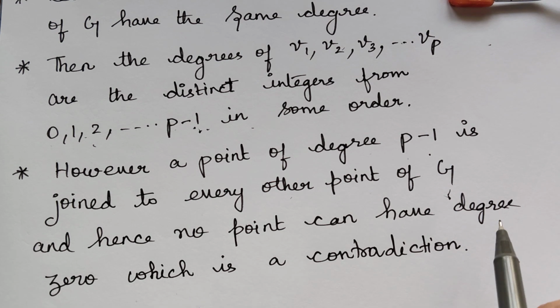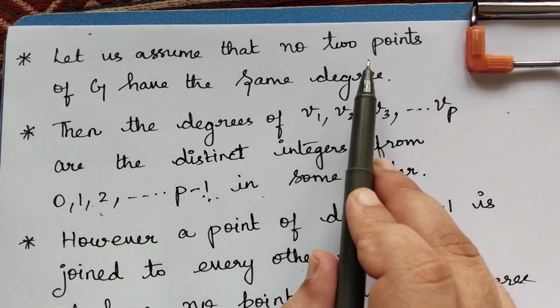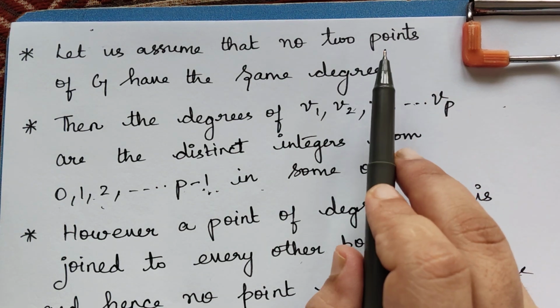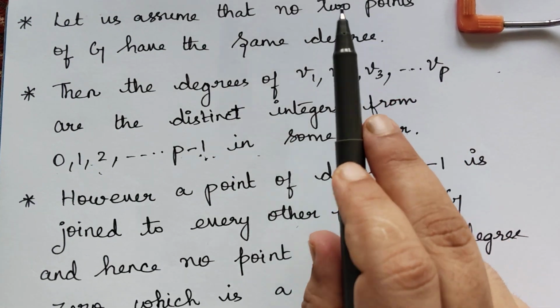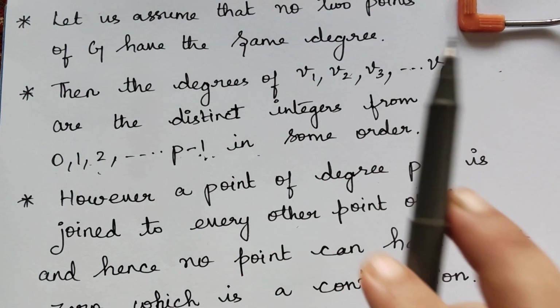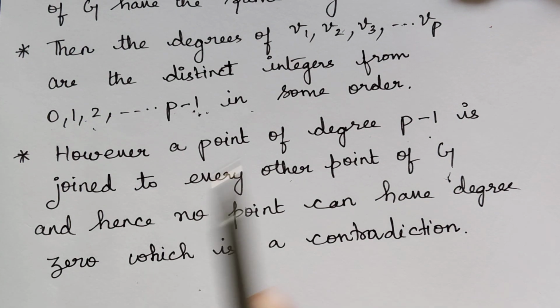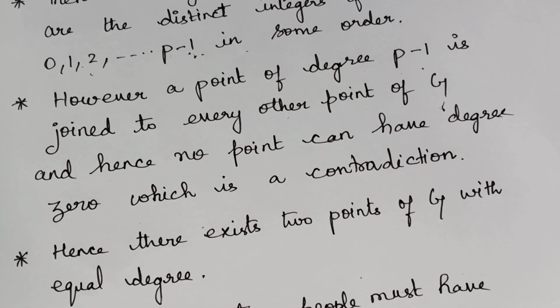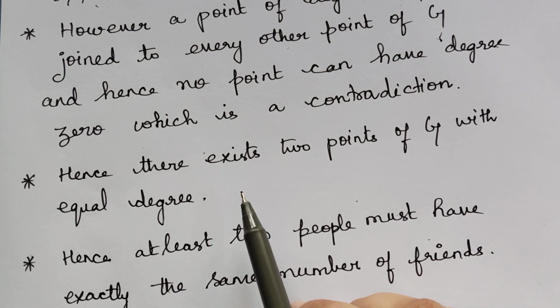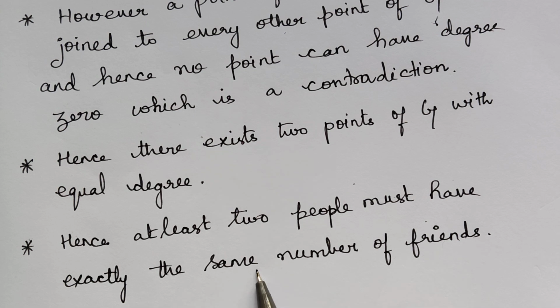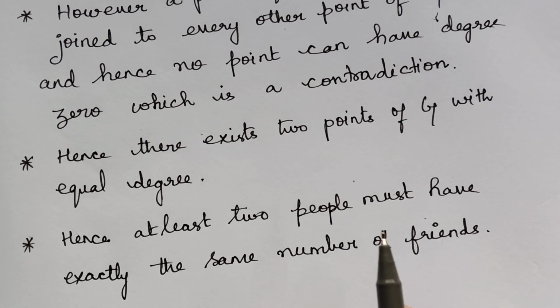So it contradicts our assumption. Therefore, our assumption that no two points of G have the same degree is not correct. It is wrong. Therefore, at least 2 points of G should have the same degree. Hence there exist 2 points of G with equal degree, and hence at least 2 people must have exactly the same number of friends. So hence we have shown.